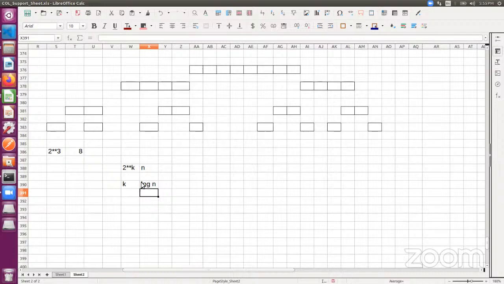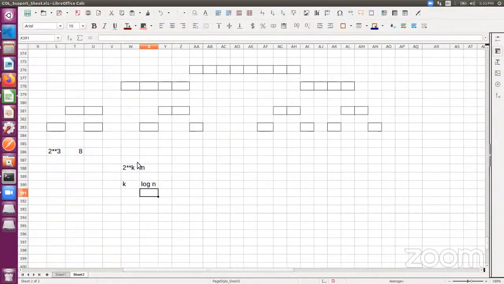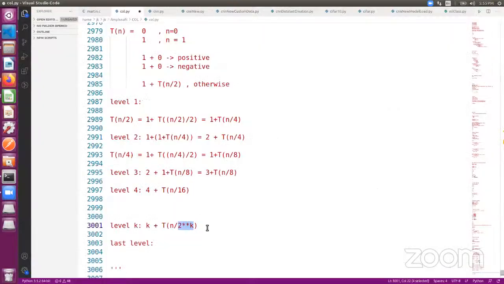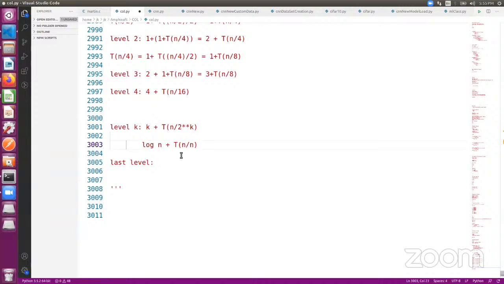Now just substitute these two values in this place. So in place of k, substitute log n. In place of 2 power k, substitute n. So it is log n plus T of n divided by 2 power k, which is n only. Understood? So what is T of n by n? T of 1. Log n plus T of 1.